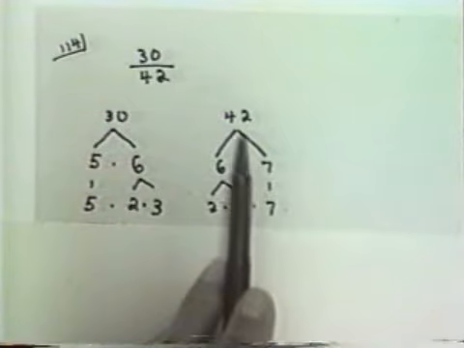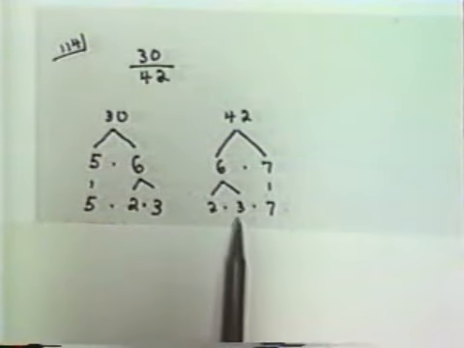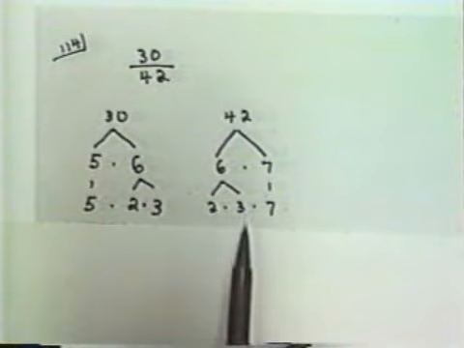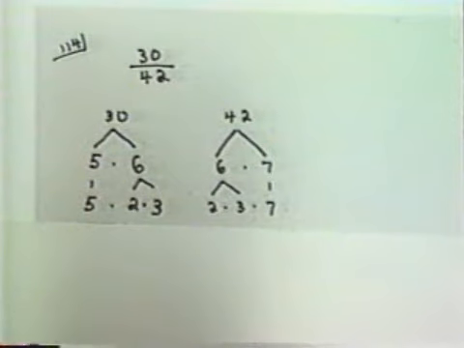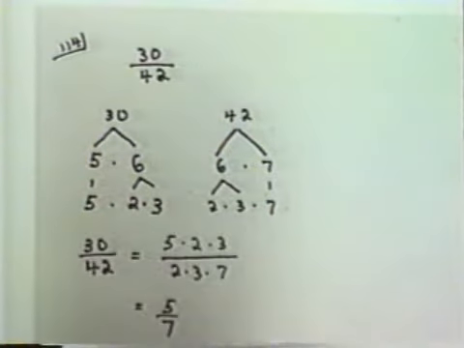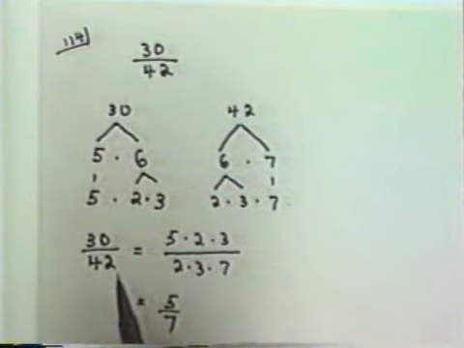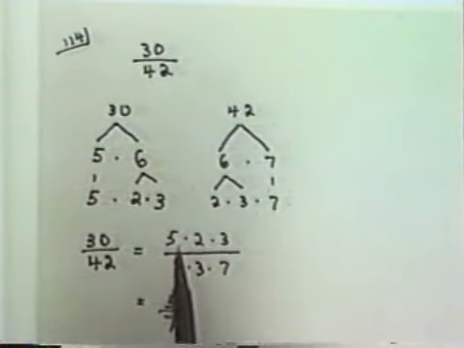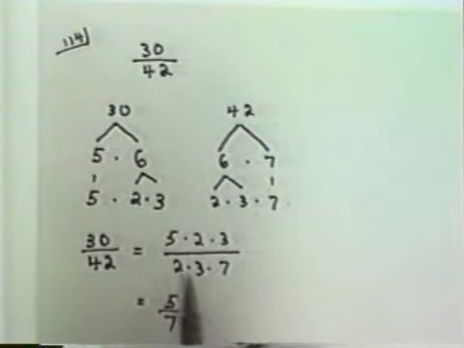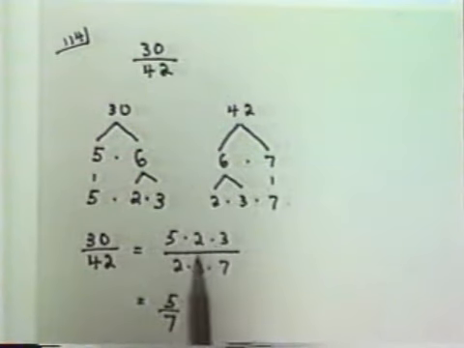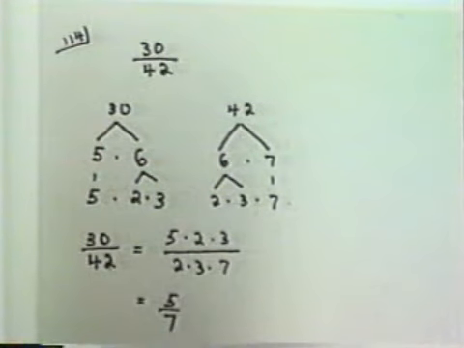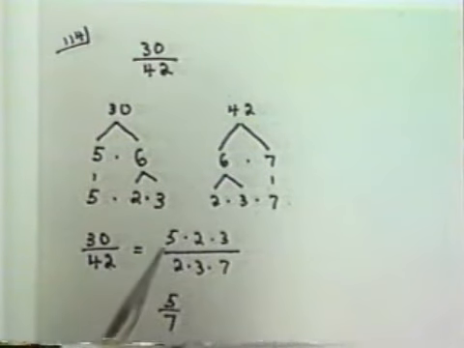To factor 42, I can factor it first as 6 times 7, and then I can break the 6 into 2 times 3. So 42 factors as 2 times 3 times 7. So I can write 30/42 as 30 over 42, where 30 is 5 times 2 times 3, and 42 is 2 times 3 times 7. Notice I completely factored 30, 5 times 2 times 3, I completely factored 42, 2 times 3 times 7. Now what I can do is to divide out the common factors.